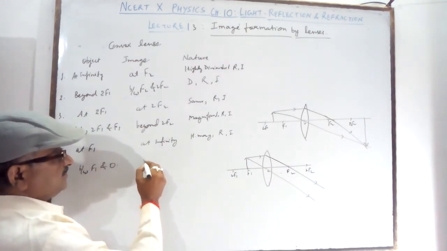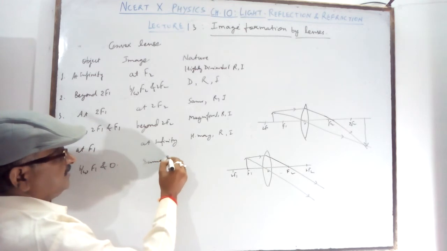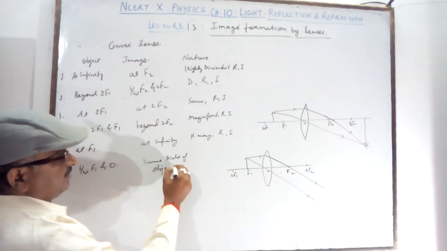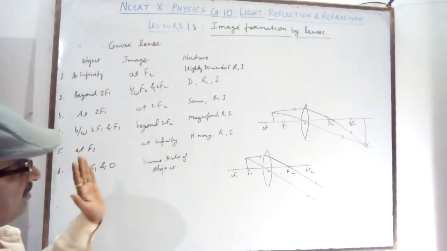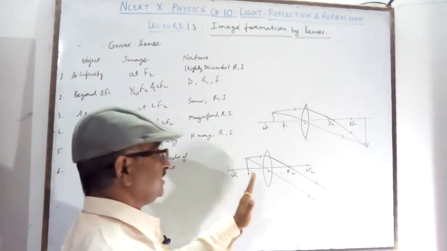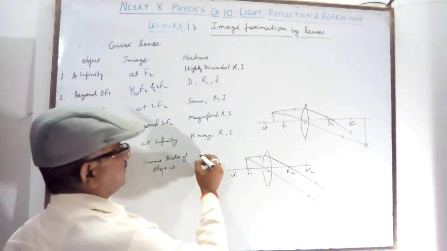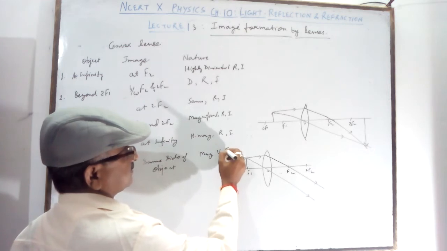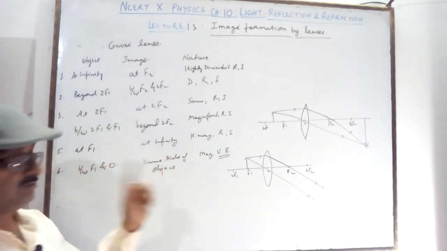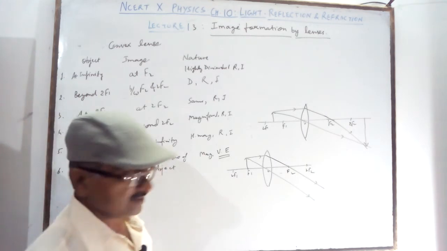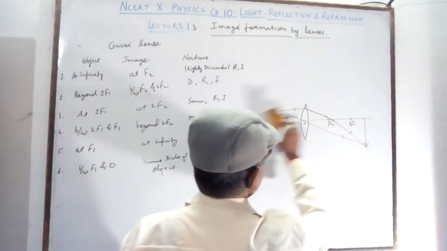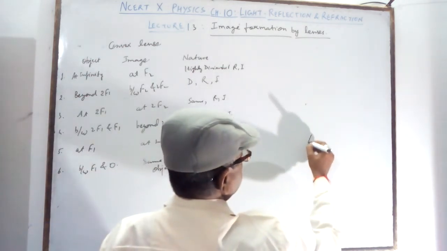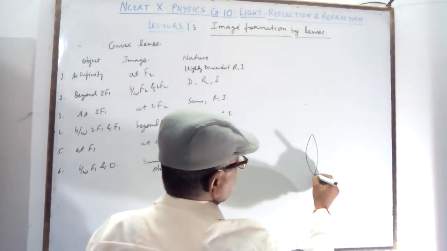The last one is between the optical center and f1. Then the image will be formed on the same side of the object. Where is the object? On the same side the image will be formed: magnified, virtual and erect. What will you get? You will get a magnified, virtual and erect image. How?